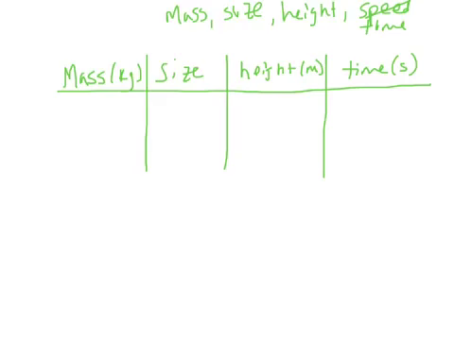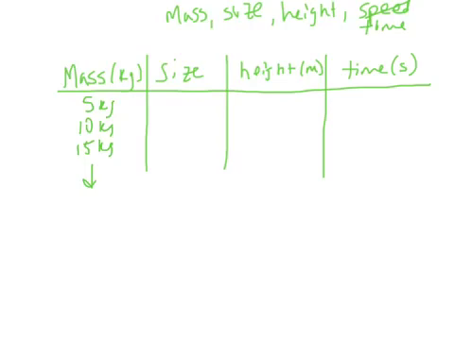So what I have here is my independent variable, my constants, and my dependent variable. And this is how I'm going to test it. So let's say I'm going to choose a mass of 5 kilograms, and I'm going to go up to 10 and to 15, whatever it may be, predetermined amounts. You're changing that.